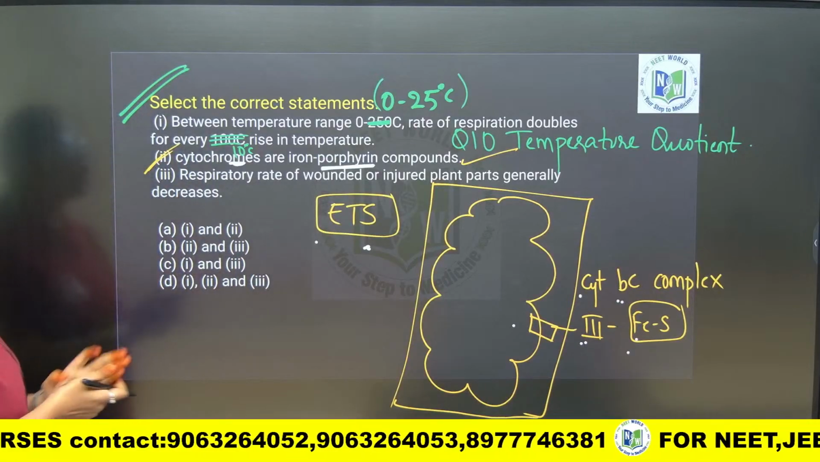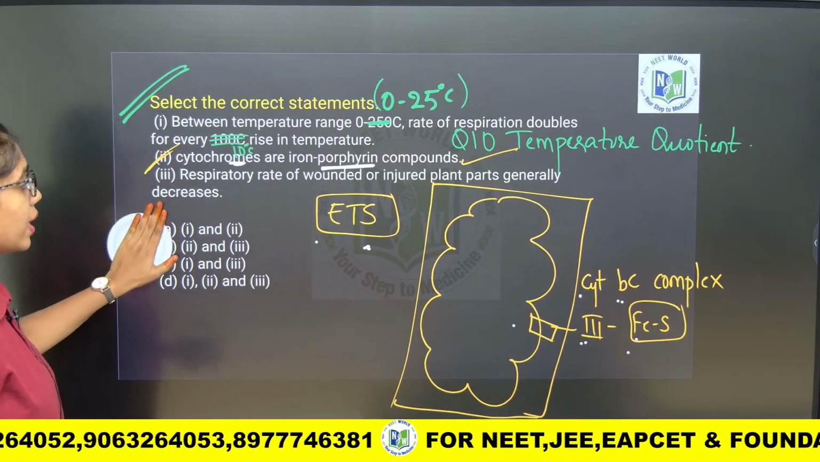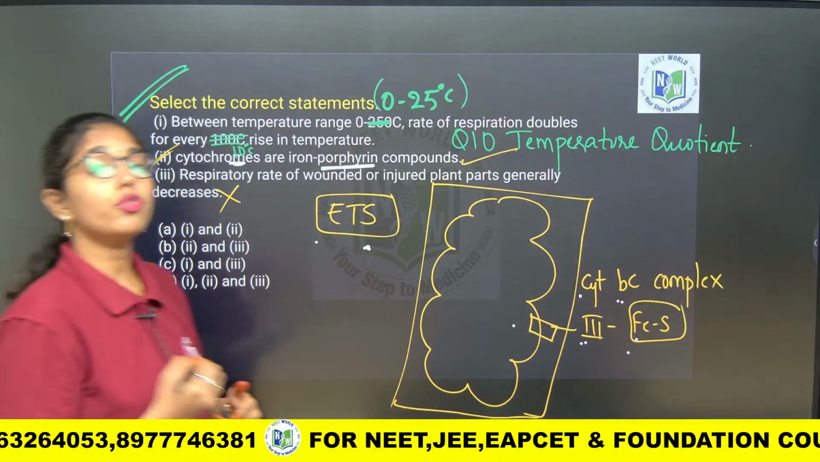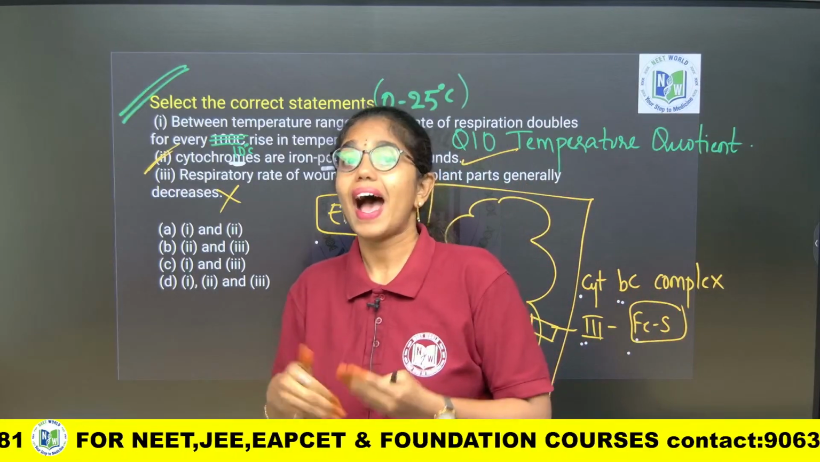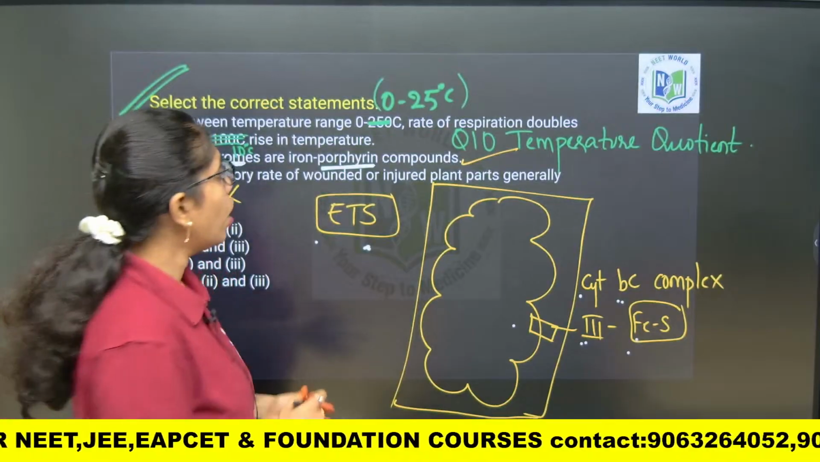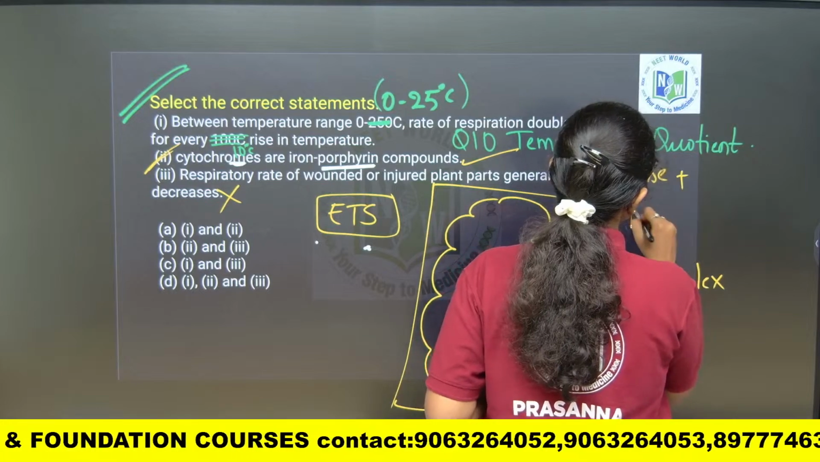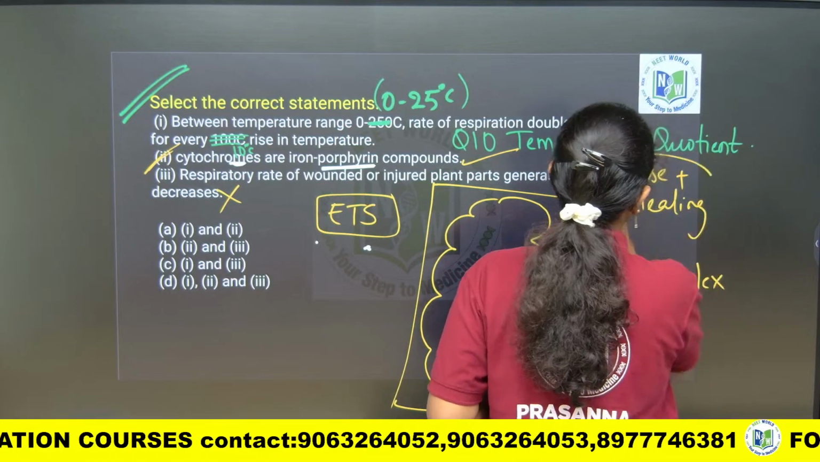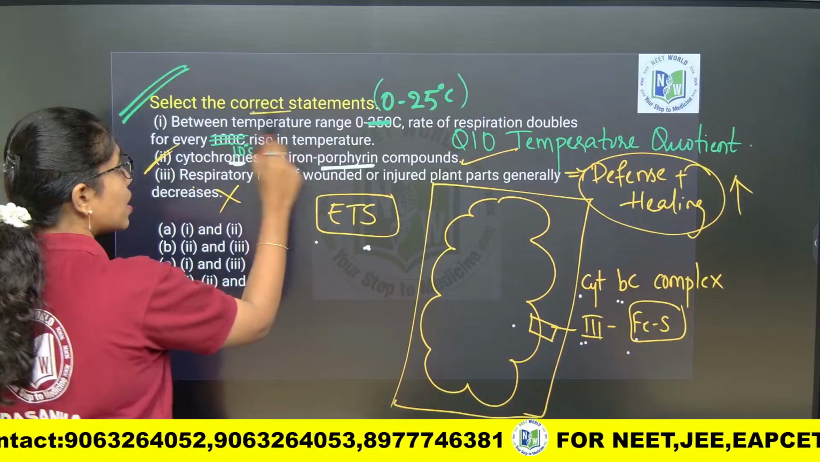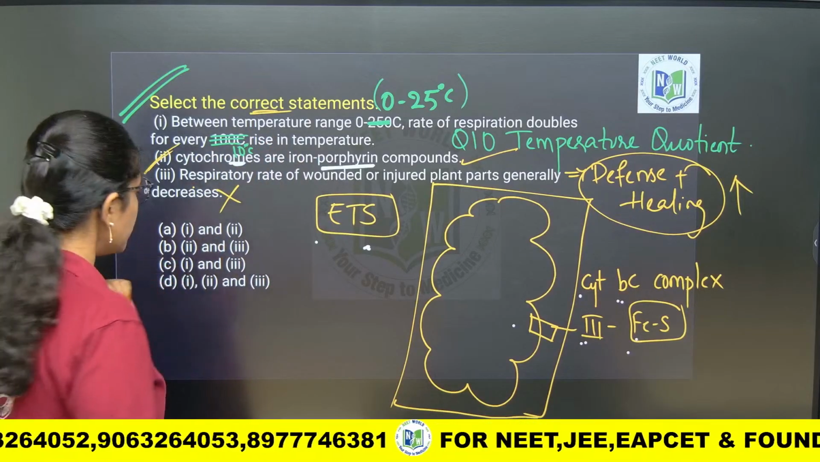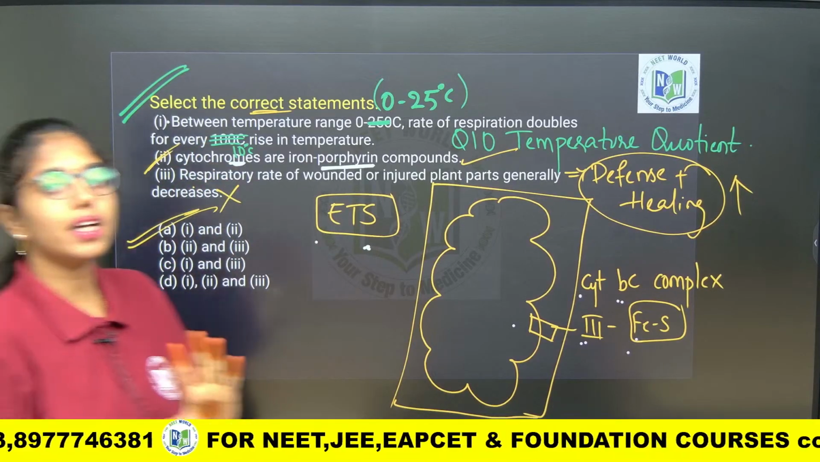Lastly, the third statement: respiratory rate of wounded or injured plant parts generally decreases. Wrong. Actually, in wounded or injured areas, respiratory rate drastically increases to activate the defense mechanism and healing. So respiratory rate actually increases, it doesn't decrease. So statement 3 is wrong. As in the question, he asked us to identify the correct statements. So what do we choose? Statements 1 and 2 are the correct statements. Option A is the correct answer.